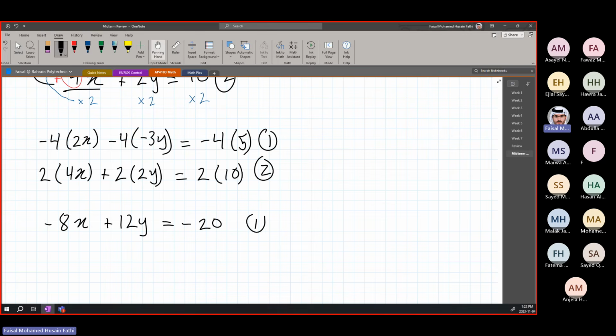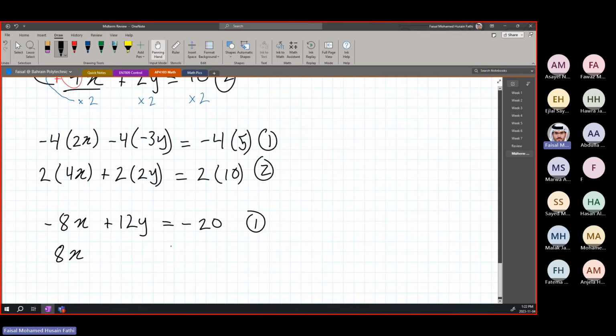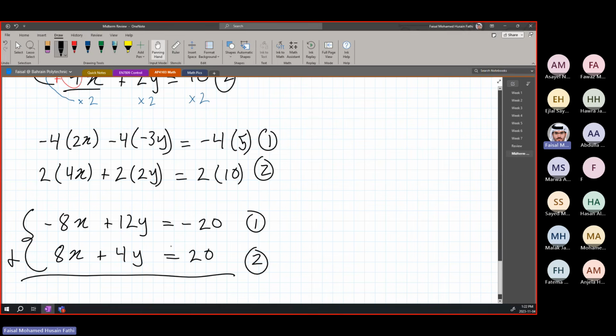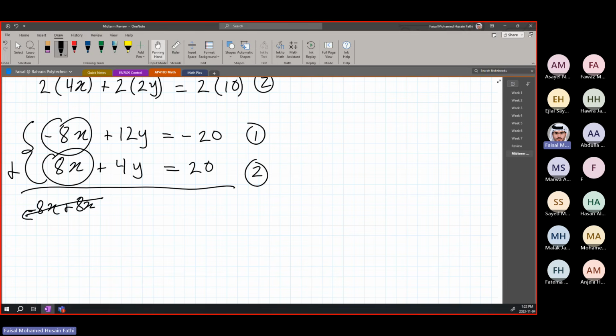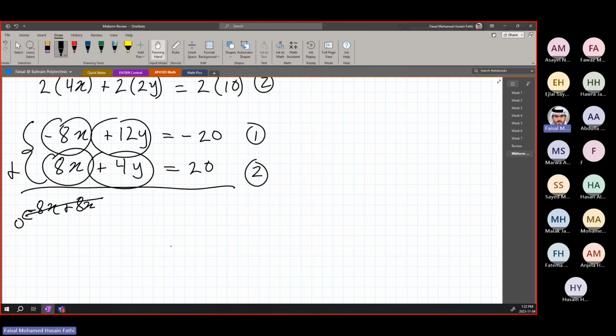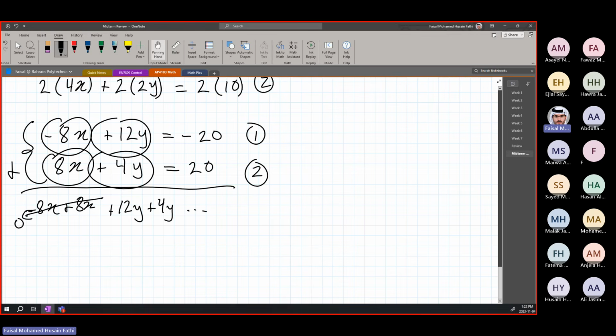Second, this is equation 1. Equation 2, 2 times 4x is 8x, plus 2 times 2y, both are plus, so 2 times 2 is 4 for y, equal to 2 times 10, which is 20. This is equation 2. And then you just solve these equations. I'm not going to go through all these steps, but I just wanted to show you that these two will cancel out now, which is minus 8x plus 8x is going to be equal to 0, and you will just be left with the plus 12y plus 4y and the remaining, and then you can solve for y.